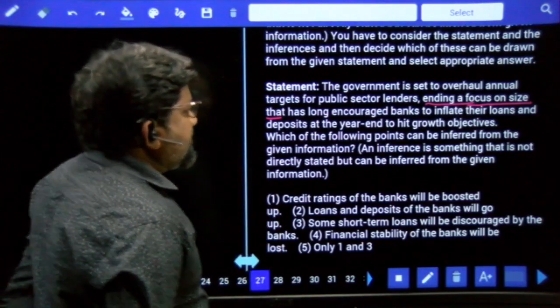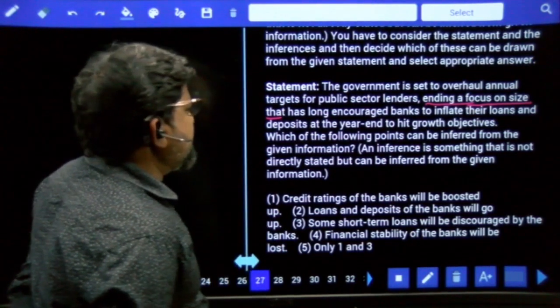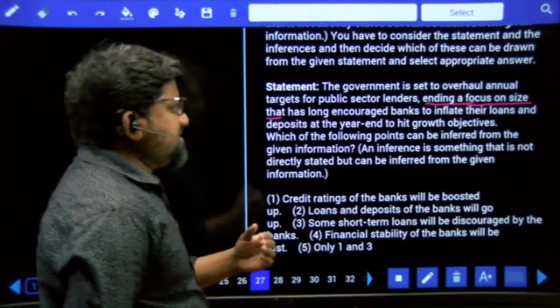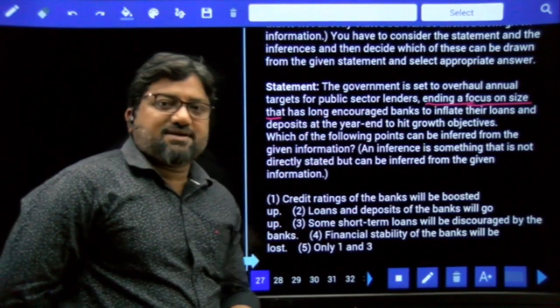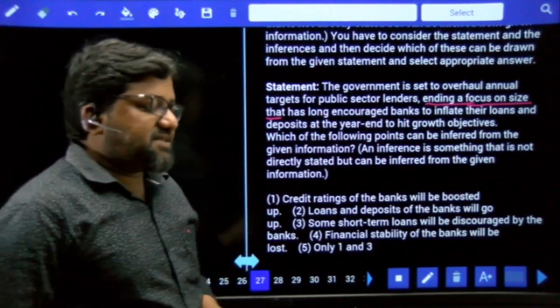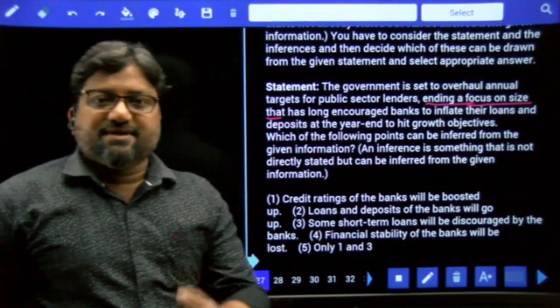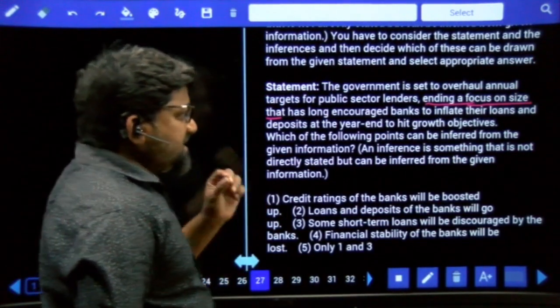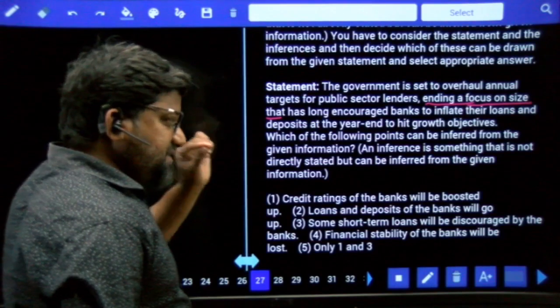What is the question? Which of the following points can be inferred from the given information? Inferred, inference: not clearly given in the statement, but can be guessed. Yes, inference is nothing but that which can be guessed. Okay, ending a focus on size. This is very important for this question.